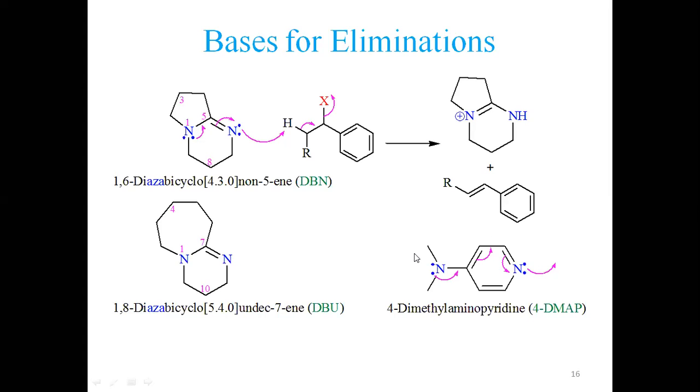If you don't have this group attached here, if you don't have dimethylamino at this position, then this is simply pyridine. Pyridine is a common name; the actual IUPAC name is azine. So this is pyridine. You can see this nitrogen lone pair is along the plane of this aromatic system.